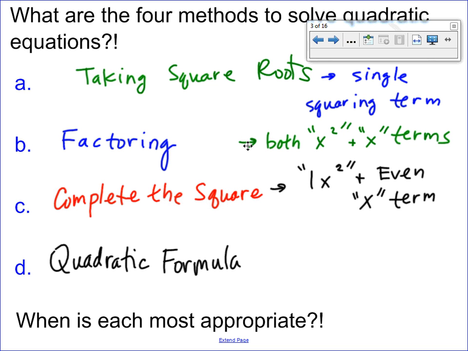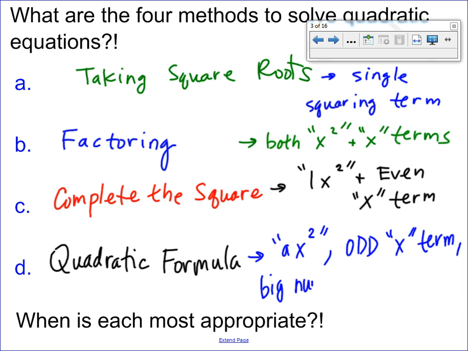And lastly, the quadratic formula. An ax squared term where the leading coefficient isn't 1, an odd x term or big numbers, all of which would be appropriate to use the quadratic formula. So I'll go ahead and say, if we have an ax squared term and or odd x term, and or big numbers, and or can't factor. All of those are potential reasons for why I would choose to use the quadratic formula.